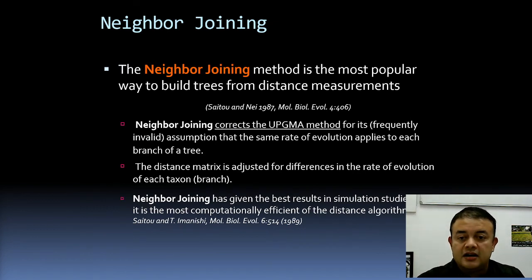So it is a really popular method, and it corrects UPGMA, the earlier method, for its frequently invalid assumption that the same rate of evolution applies to each branch of the tree. That assumption we are not taking in the neighbor joining method. And the distance matrix is adjusted for the differences in the rate of evolution for each taxon. That means each branch you are adjusting separately. So neighbor joining gives the best result in simulation studies and is the most computationally efficient of the distance algorithms. So among the distance algorithms, NJ is the most popular and the best.